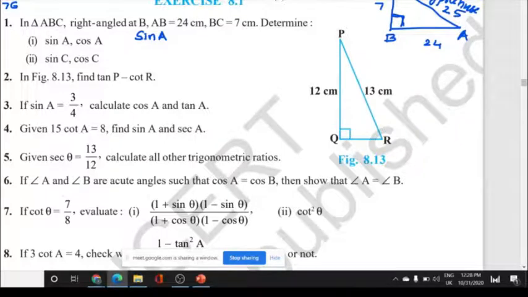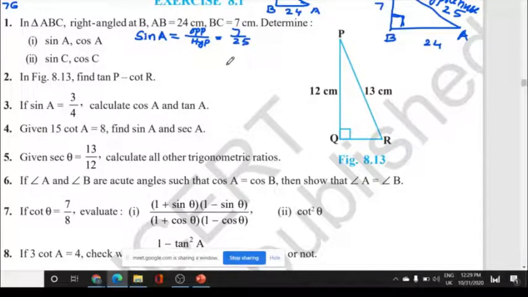So the triangle we have is a small right triangle. This is B, this is A and this is C. And it is given this is 7, this is 24 and we get the longer side as 25. Now you have to tell me what is sin A in this. 7 by 25. Sin is opposite by hypotenuse. So what is opposite to A? 7. So sin A is 7 by 25. Correct.